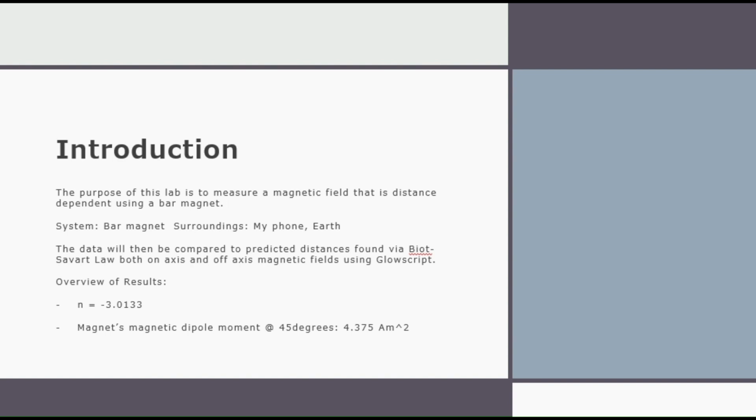The data that I gathered will also be compared to the predicted distance dependence found through the Biot-Savart law, both on the axis and off-axis magnetic fields, using a Glowscript code that I made. And so a little overview of my results. I got my n to equal negative 3.0133, and the magnet's magnetic dipole moment at 45 degrees ended up being 4.375 amp meter squared.